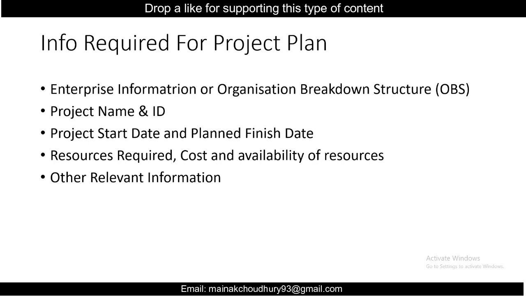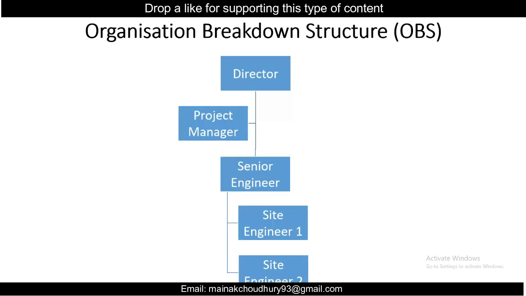Now, to start a project, you need the enterprise information or organizational breakdown structure, which we will study shortly. Then you need the project name, a project ID, project start date and planned finish date, resources required, cost and availability of resources, and other relevant information if any.